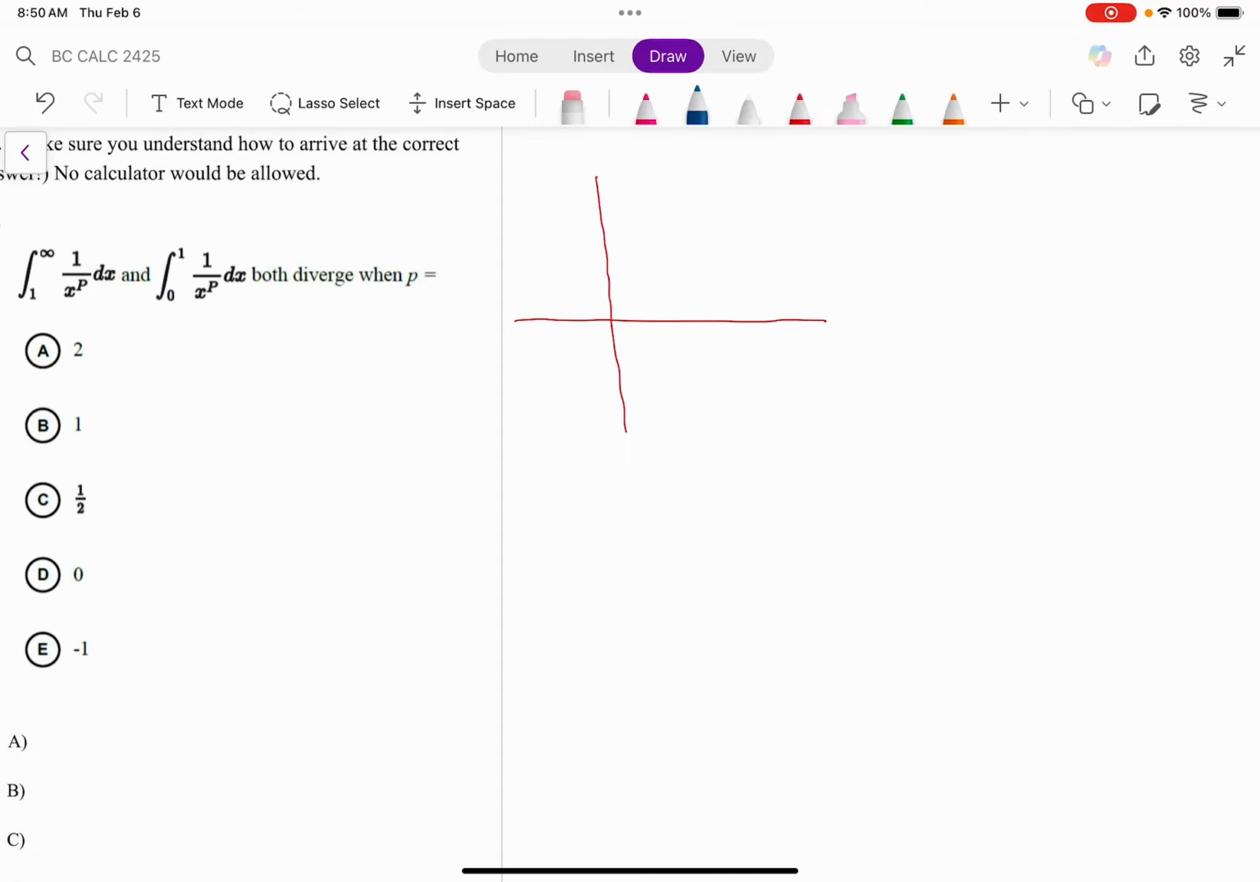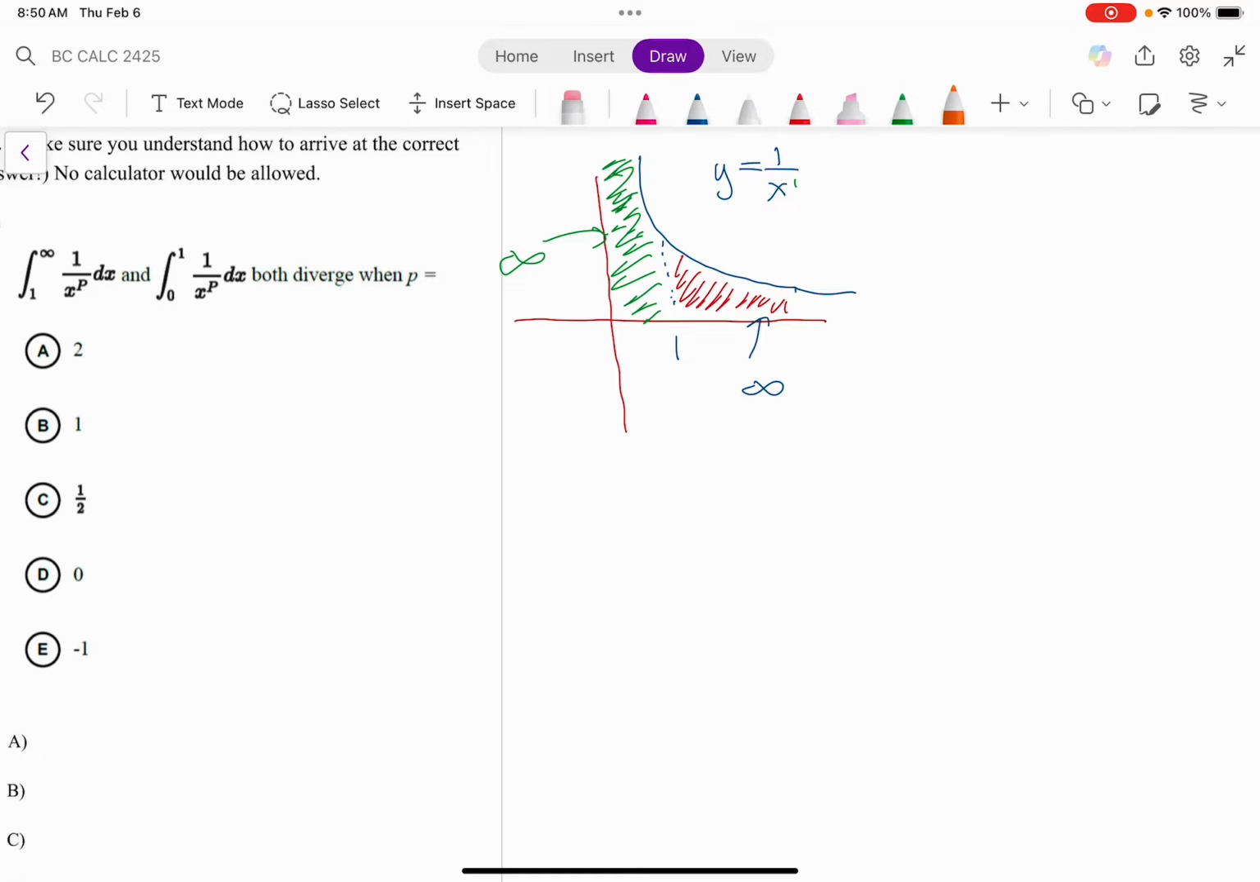is that these 1 over x integrals, like these integrals, let's call this y equals 1 over x. Okay, the integral from, like this area here, that's infinity. And this area here is also infinity. That's only when p is 1. So in both directions, it diverges.